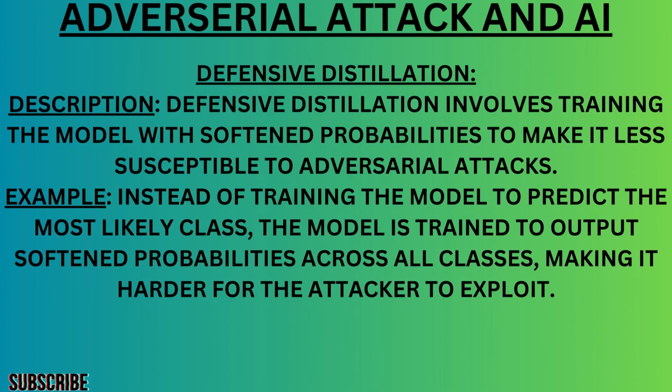Defensive distillation. Description. Defensive distillation involves training the model with softened probabilities to make it less susceptible to adversarial attacks. Example, instead of training the model to predict the most likely class, the model is trained to output softened probabilities across all classes, making it harder for the attacker to exploit.